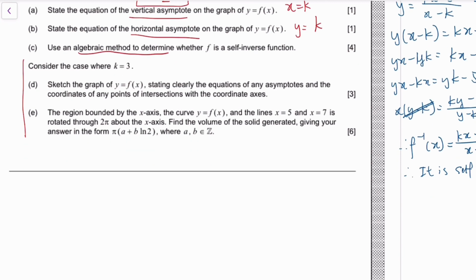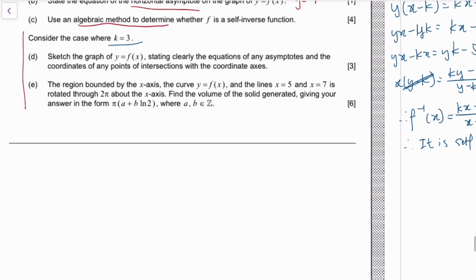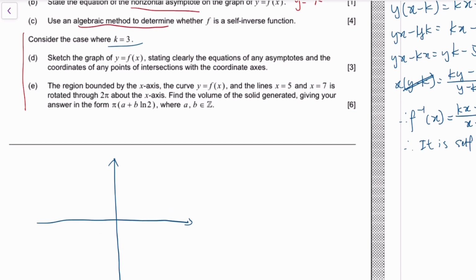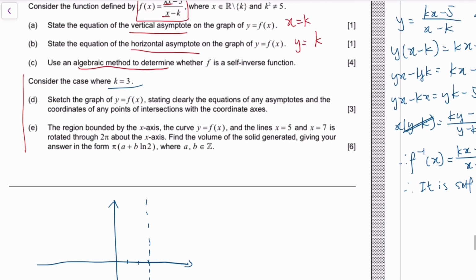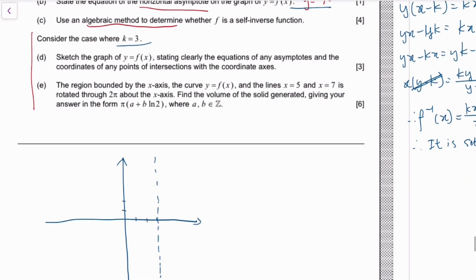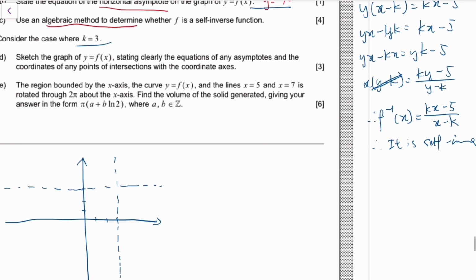Consider the case when k is 3. Sketch the graph showing asymptotes and points of intersection with the axes. D is easy, very standard. So k is 3, so the vertical asymptote is at 3. K is 3, so the horizontal asymptote is also 3. We will need to find the x-intercept and y-intercept. The function is 3x minus 5 over x minus 3.